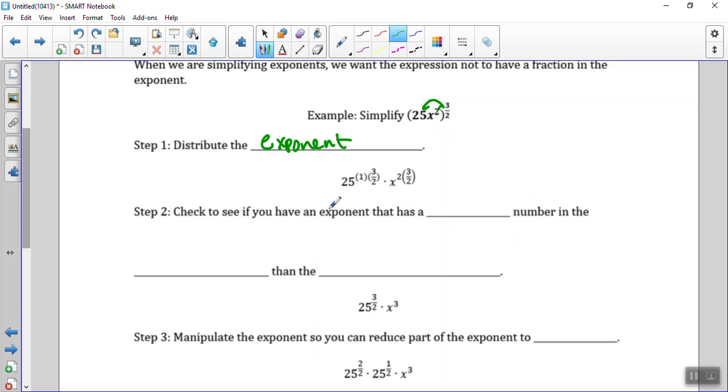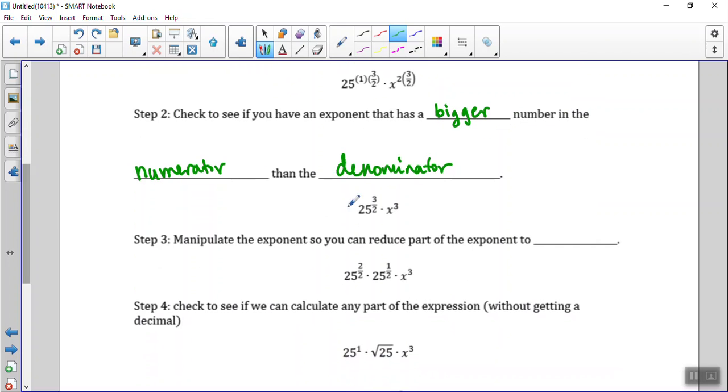Okay, and then step 2 is check to see if the exponent has a bigger number in the numerator than the denominator. So you're going to check the exponent. This one's already done, this one's simplified. There's nothing I can do. But over here, if you notice, 3 is bigger than the 2. So we can manipulate the exponent so that you can reduce part of the exponent to 1.